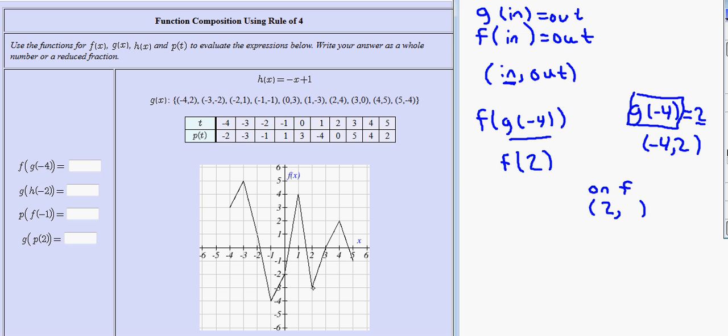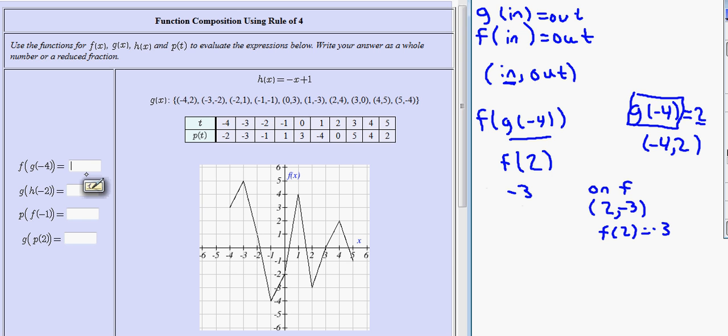So if I had to label this point right here, it would be x is 2, y is negative 3. So it looks like 2 comma negative 3 is on f. That means that f of 2 is negative 3. So I'm done with the problem. I'm down to f of 2. I found that that was negative 3. That's the final answer. So if this was a homework question or test question, you'd want to go back and rewrite the original question, f of g of negative 4, and then say that it was negative 3.